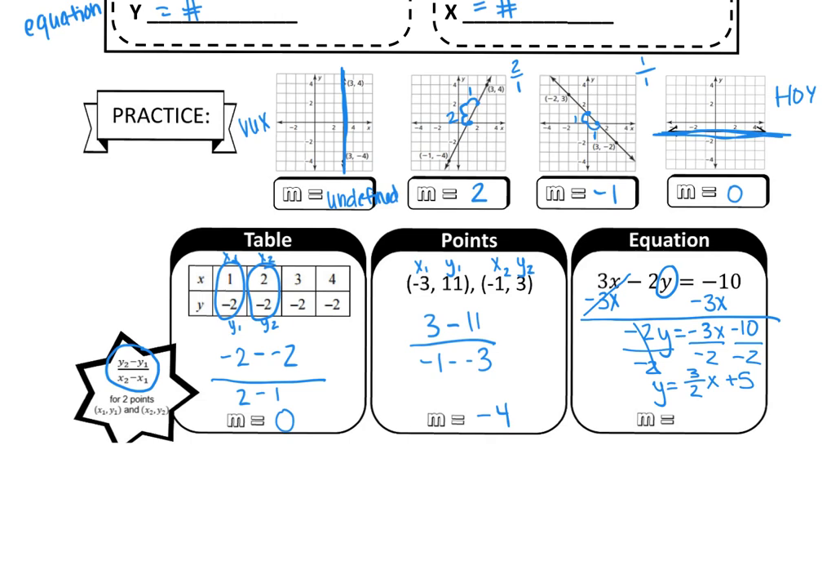All right, last step here, we're still looking for the slope. When you have solved for y, the slope is whatever number is in front of your x. So right here in front of your x is 3 over 2, so we're saying the slope is 3 over 2.